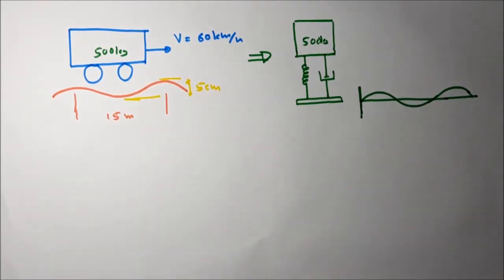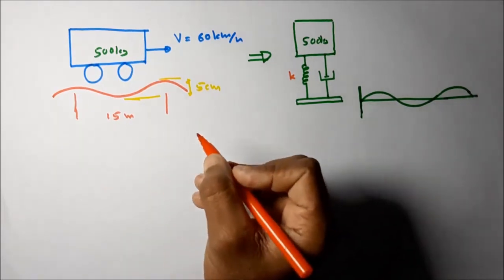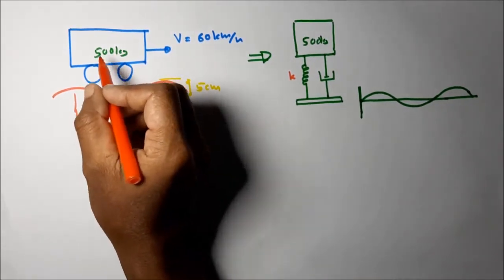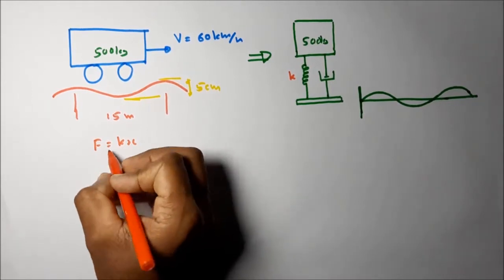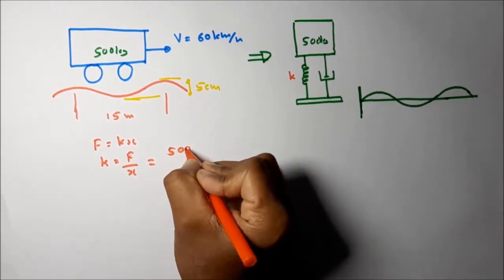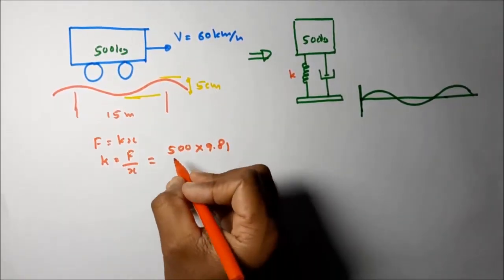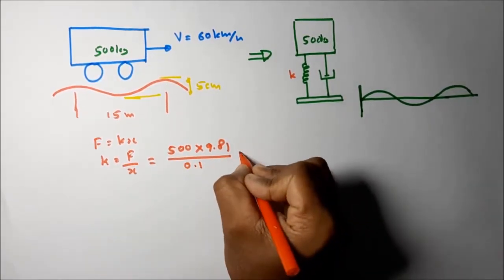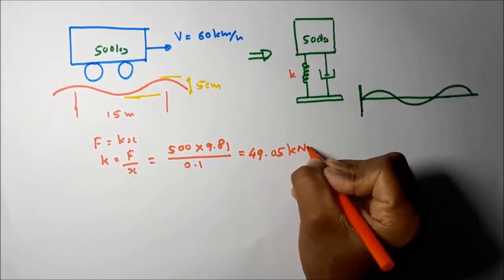So then we can calculate the stiffness k first. How to calculate the stiffness k? That data is given. Because of the vehicle weight of the trailer, the spring deflects 10 centimeters. So using this simple equation, F is equal to kx, we can calculate the k. k is equal to F divided by x. What is the F? 500 into 9.81, the weight of the trailer, divided by x, the deflected amount in meters, 0.1. So then k is equal to 49.05 kilonewton per meter.